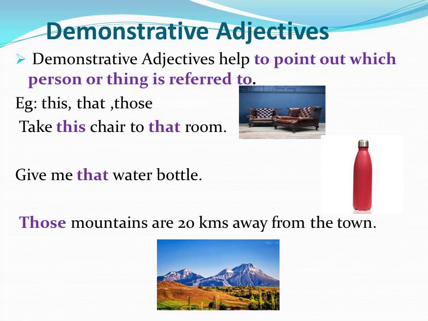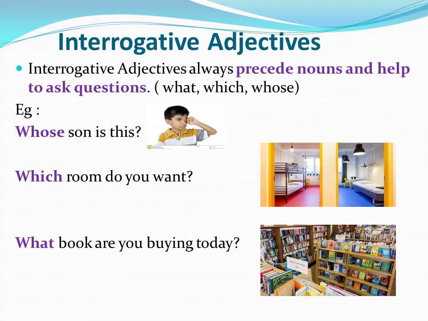Let's move on to the next one, interrogative adjectives. Interrogative adjectives always precede nouns and help to ask questions. What, which, whose are called interrogative adjectives. For example, we are going to a garden. There, a boy is weeping bitterly. And at that time, we are asking a question to others.